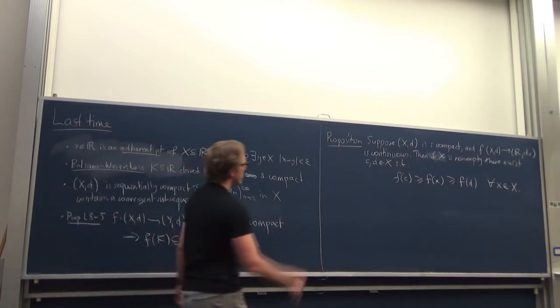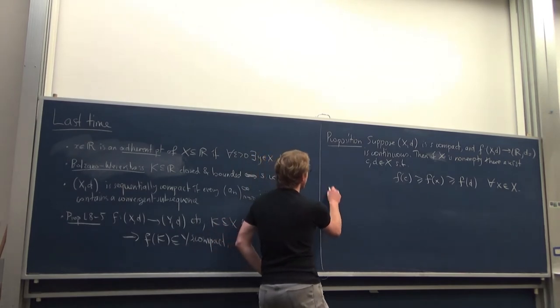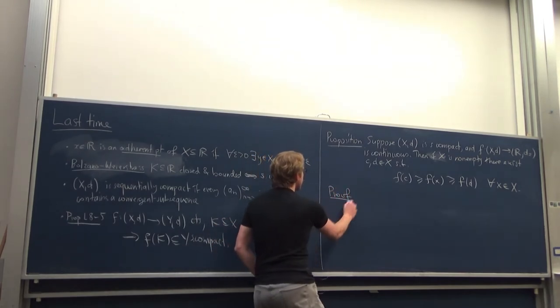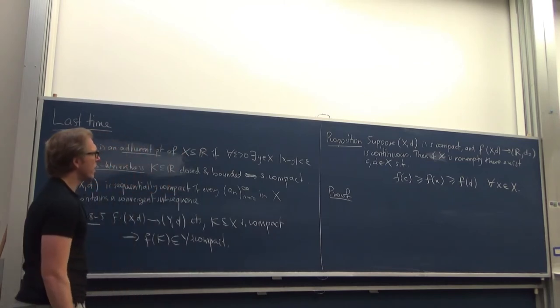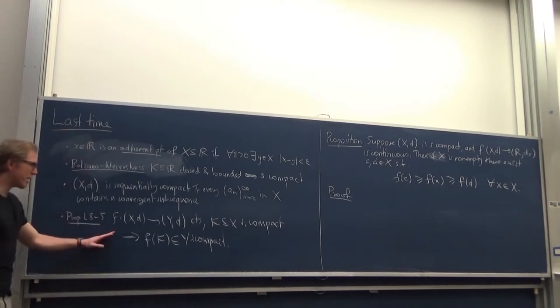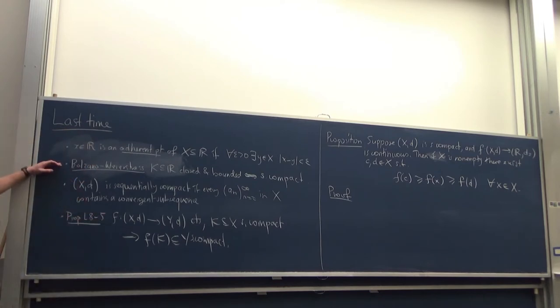Right. So that's the extreme value theorem, and in the case of x, d is an interval in R with the induced metric. And what's the argument for this generalization? Well, it's basically immediate of this put together with Bolzano-Weierstrass.